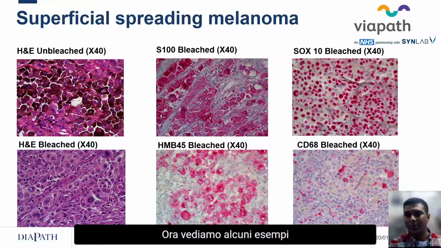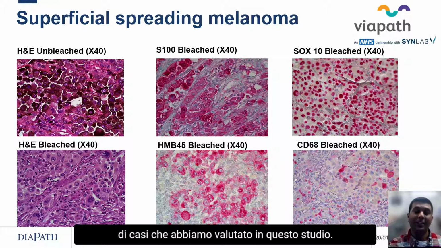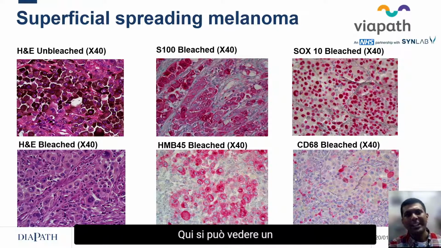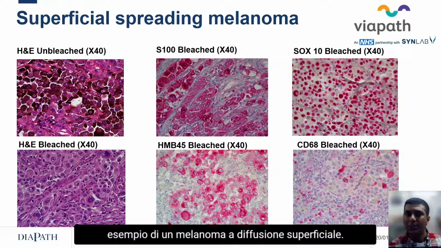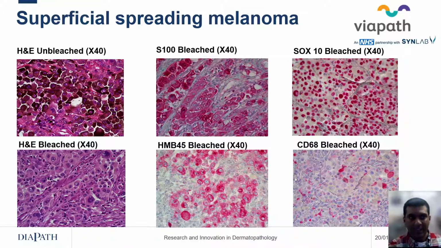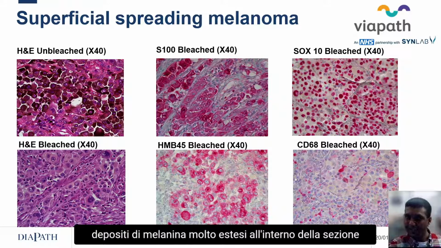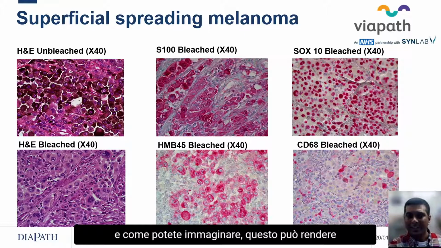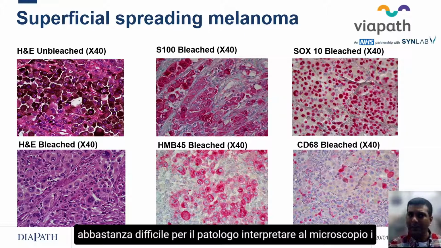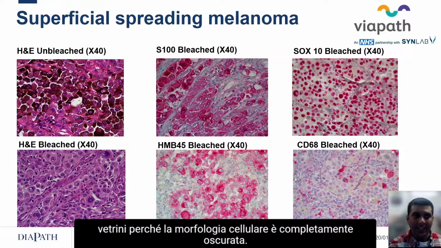So next I wanted to go through some examples of cases that we ran as a part of the study. So here you can see an example of a superficial spreading melanoma. If we have a look at the H&E at the top left-hand corner, you can see very extensive melanin depositions within the sections. And as you can imagine, this can make it quite difficult for the pathologist to microscopically interpret the slides, because the cellular morphology is completely obscured.